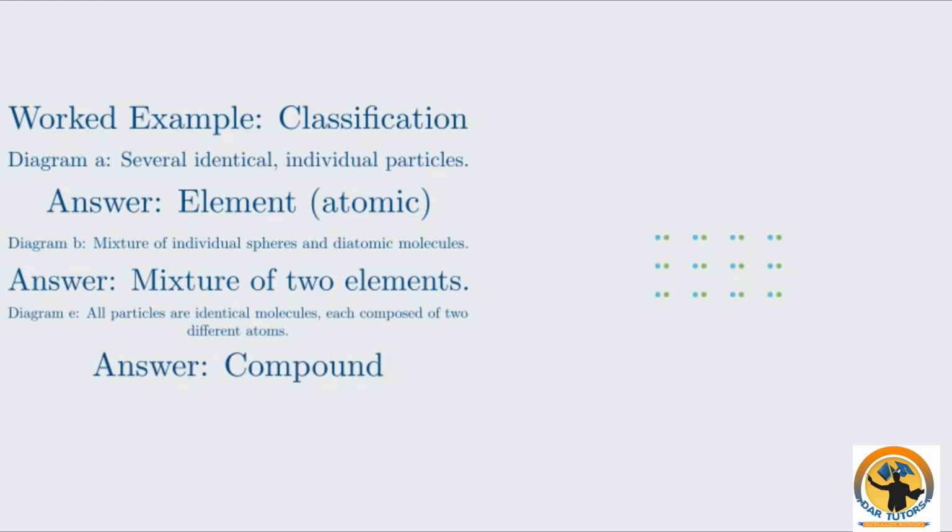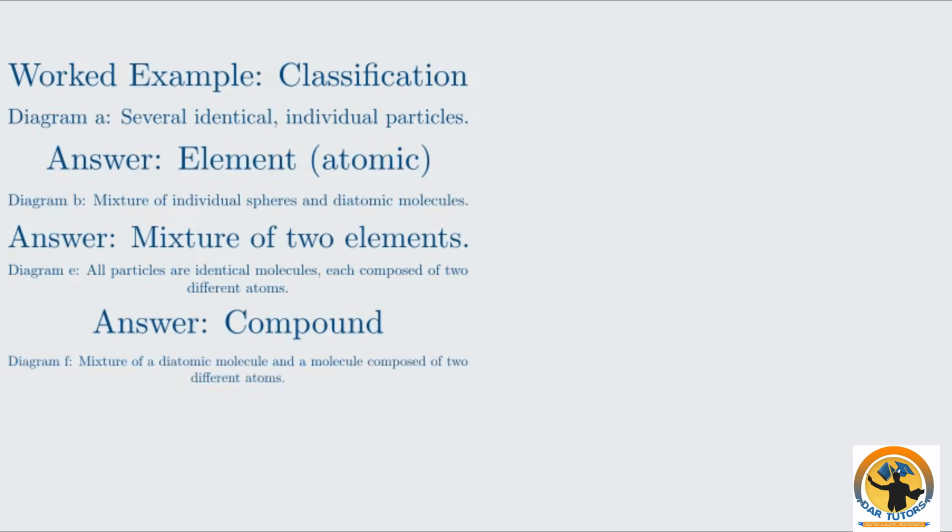In diagram E, all the particles are identical molecules, and each molecule is made up of two different types of atoms chemically bonded together. Because we have two different elements bonded in a fixed ratio, and all the particles are the same, this is a compound. Finally, let's look at diagram F.